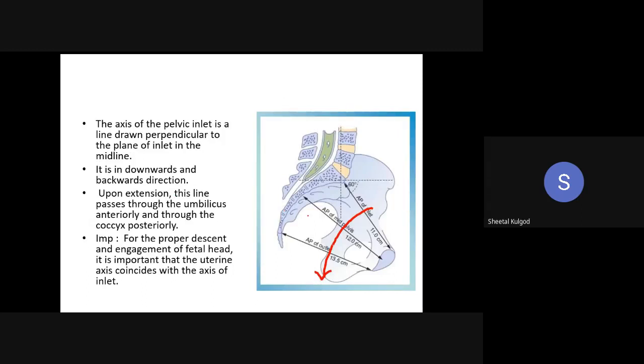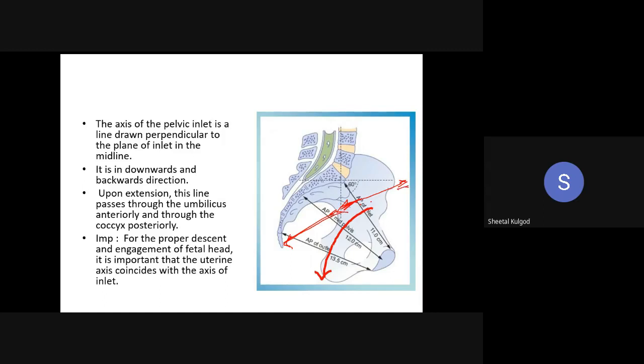Now, another thing you have to understand is something called the axis of the pelvic inlet, or the pelvic cavity. The axis of the pelvic inlet is a line drawn perpendicular to the plane of the inlet. So this is the plane of the inlet, and when you draw a perpendicular line to this, that is the axis of the pelvic inlet, which is in the downwards and backwards direction. If you extend this arbitrarily, it should meet the umbilicus anteriorly, and posteriorly it should meet the coccyx. That's how you understand the plane of the pelvic inlet.